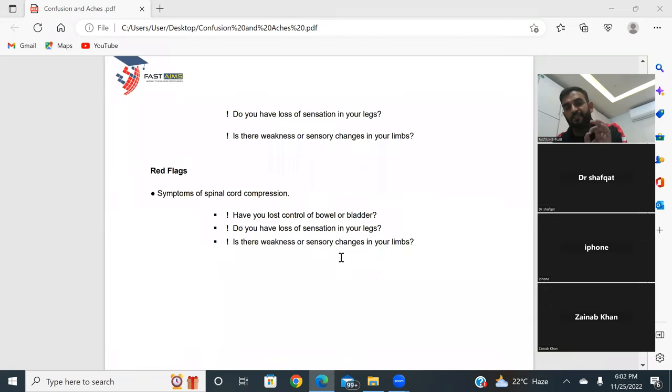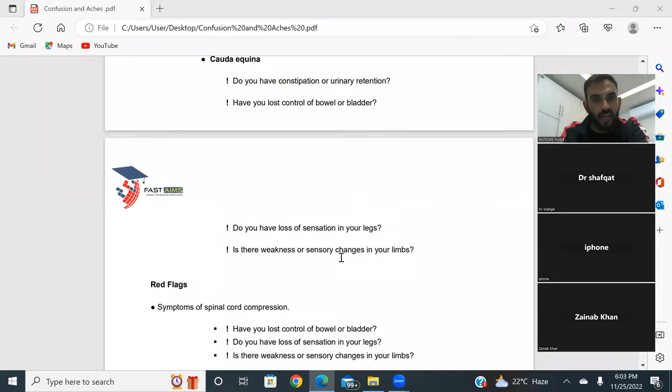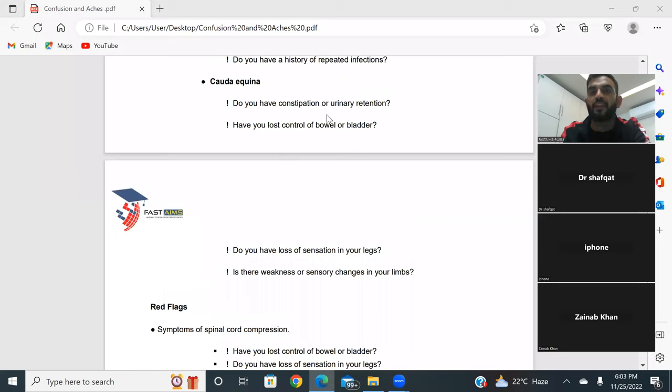Keep in mind, these are the red flags you will never forget to ask. In a backache scenario, never forget to ask: do you have any constipation, retention? Have you lost any bowel and bladder control? Do you have any loss of sensation in your legs? Is there any weakness or sensory changes in your limbs? You can forget to ask any of the DD questions, but you should never forget to ask these questions.